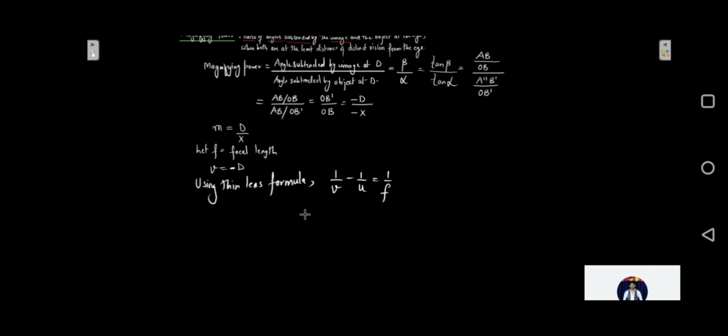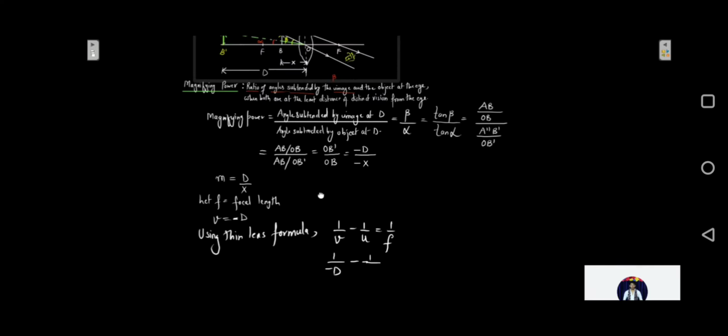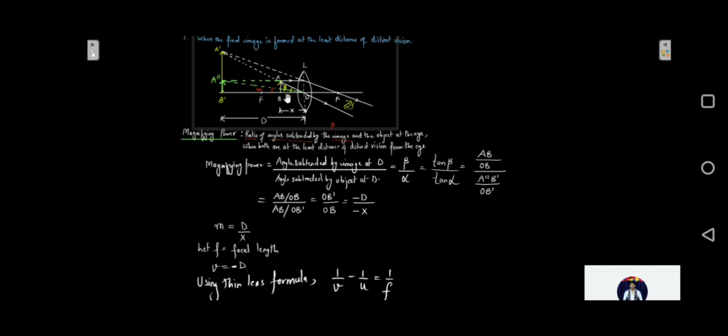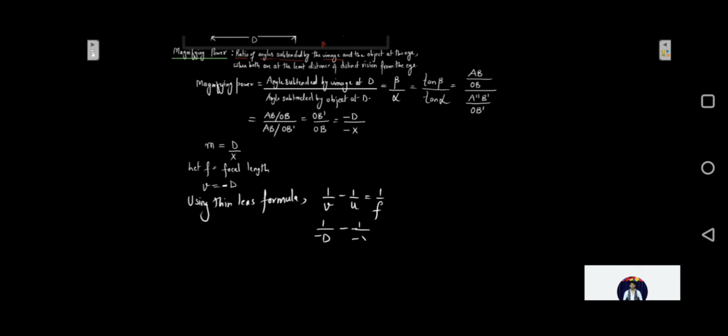So what is 1 upon V? V we have taken as minus D, so this is going to be 1 upon minus D minus 1 upon U. Now U we have taken as X. The object distance is taken as X over here, that is BO. X is going to be negative by using the sign convention because it is on the left side of the lens. So it is going to be minus X, is equal to 1 upon F, that is the focal length of this lens. Focal length is often taken as the second focal length, and we know that the focal length for a convex lens is always positive, so that is why it is plus F and not minus F.